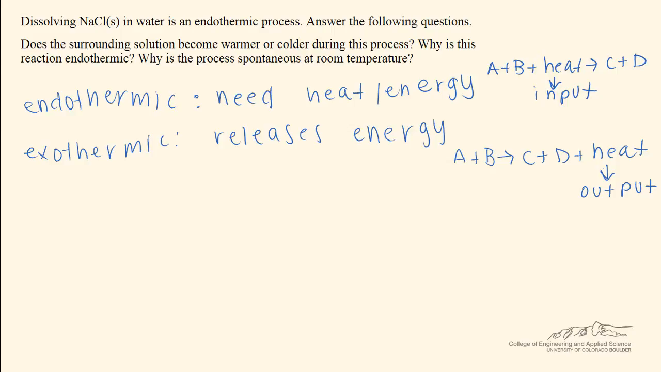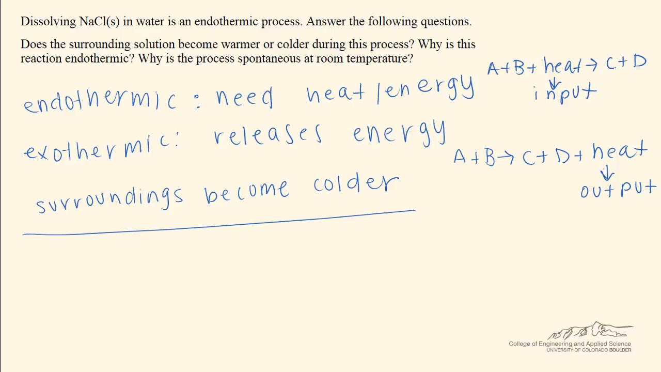So we know this is endothermic, therefore for the reaction to occur, we need to draw in heat from our surroundings. Therefore, our surroundings become colder because we took energy from the surroundings. And now we can talk about the question, why is this reaction endothermic? We're being asked, why do we need heat and energy for this reaction to occur?